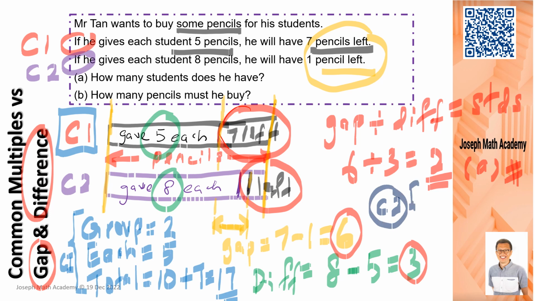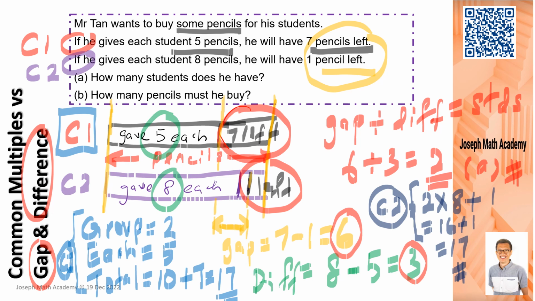If I use case 2, now 2 students, each person receives 8. Then he has an extra 1 left, right? So 2 times 8 is 16. 16 plus 1 is 17. So we still get back the same answer. So actually, students are strongly recommended to use case 1 to get the answer for part B, and to use case 2 for checking purposes.